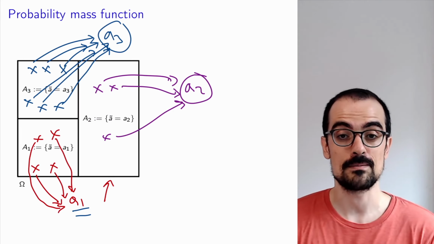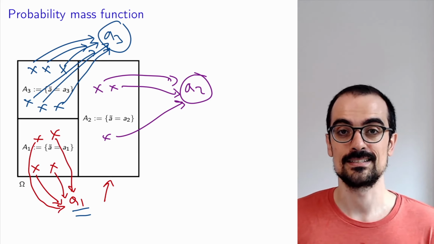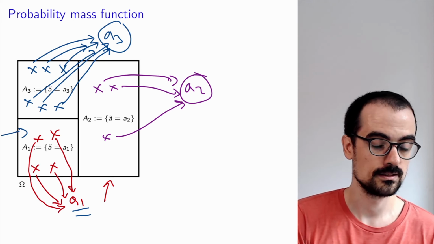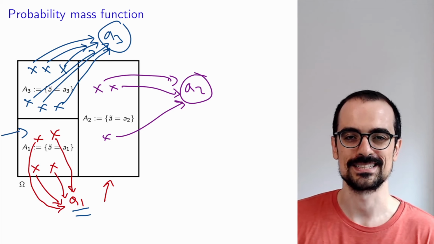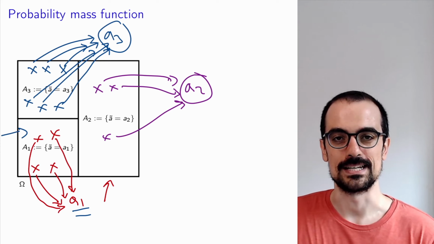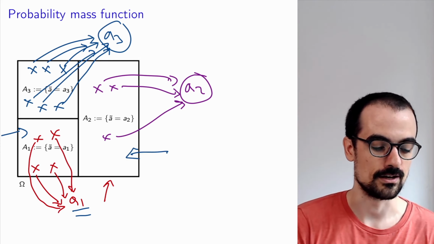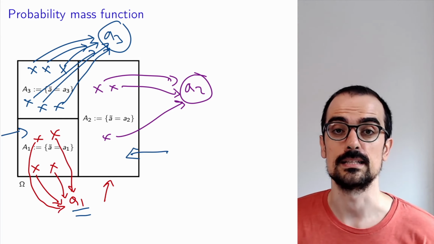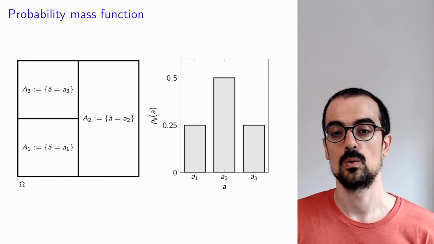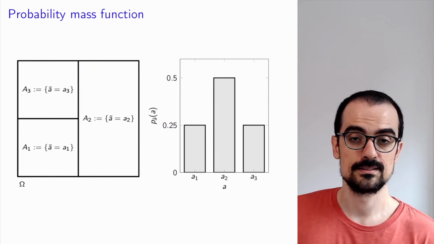Remember that this is a Venn diagram, so what's the probability that the random variable ends up at A1? 1/4, right? Because that's the area of that small square. What's the probability that it will end up in A2? 1/2, because that's the area of this rectangle. What's the probability that it ends up in A3? Again, 1/4. Okay, so that's what the PMF looks like. Hopefully that makes sense.